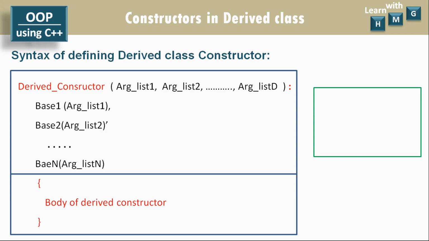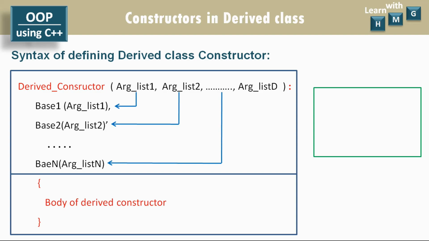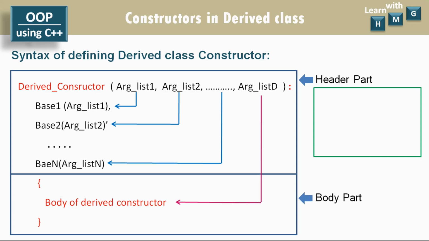So I will show you with the help of arrows. This arg list 1 is passed to base 1 constructor, argument list 2 is passed to base 2 constructor, and argument list n will be passed to base n constructor, and argument list D is passed to derived constructor within the body itself to initialize the data members. So it has two parts. This upper part is the header part. Now this header part consists of two things, and the lower part is called the body part, that is the body of derived class constructor.